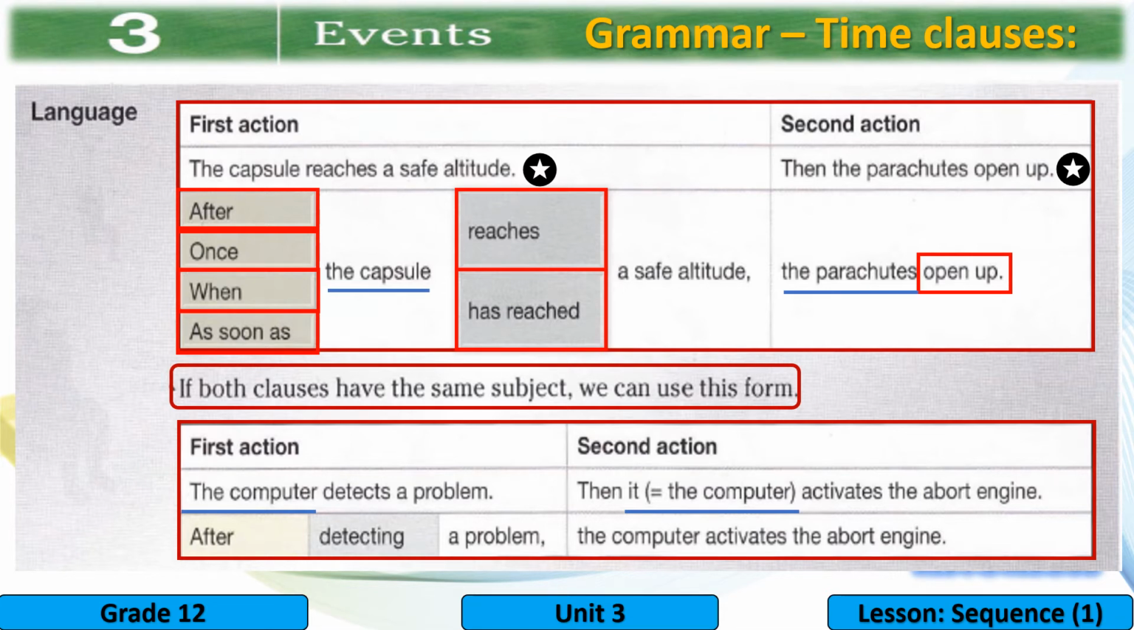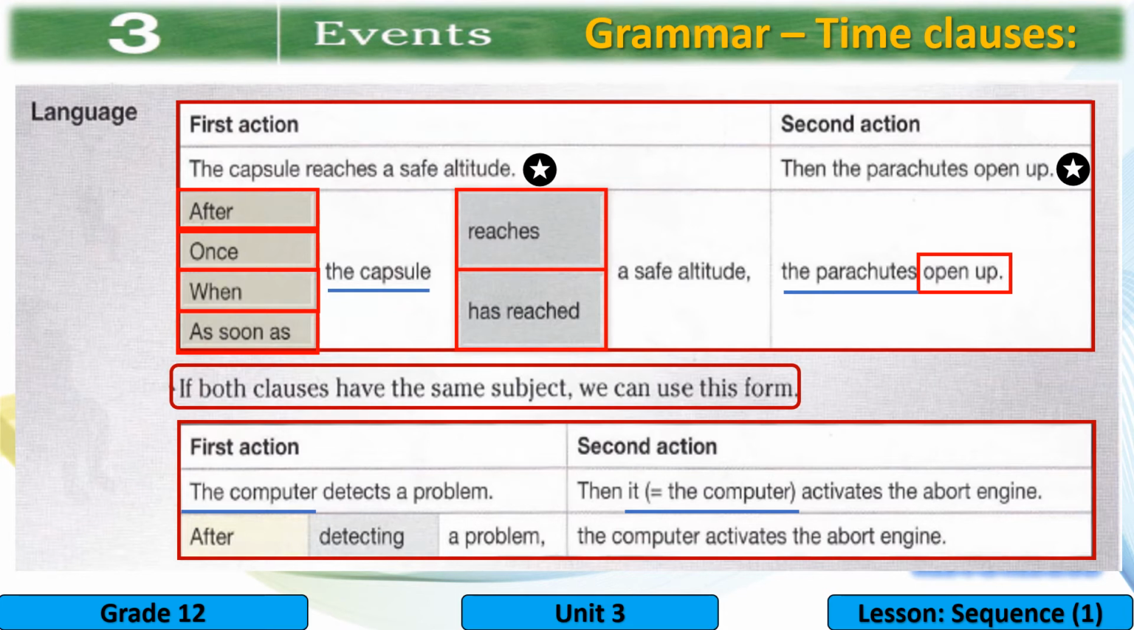Now, what happens if both clauses have the same subject? In this case, we can use the following form. Now, let's have a look at the first action. The computer detects a problem. And the second clause or second action says, then it. It here means the computer, which is similar to the first subject in the first action. So here the two clauses share the same subject, the computer.